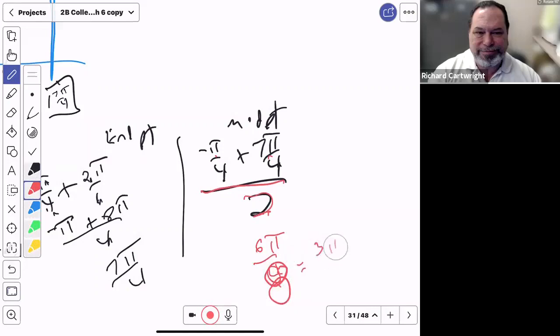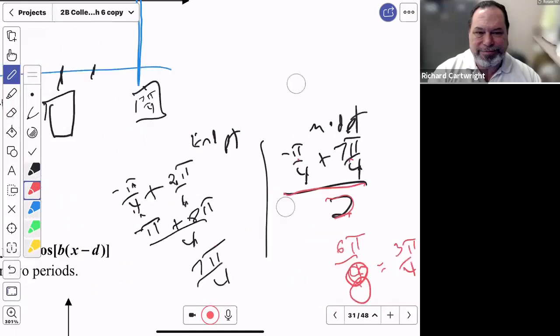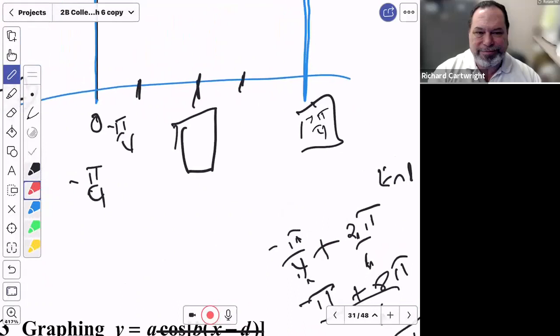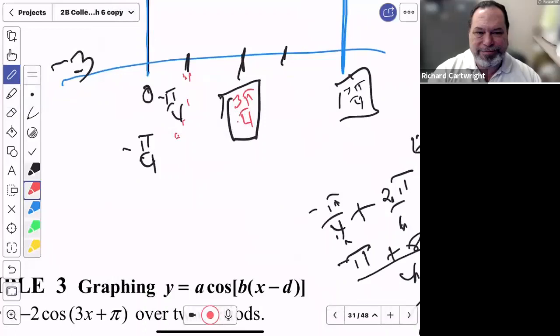Reduce that, 3 pi over 4. So that's the midpoint. 3 pi over 4. Let's go ahead and do this middle right here. Let's do this one. How do I do the midpoint?